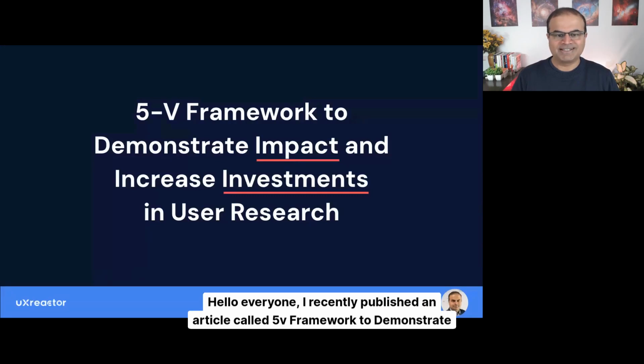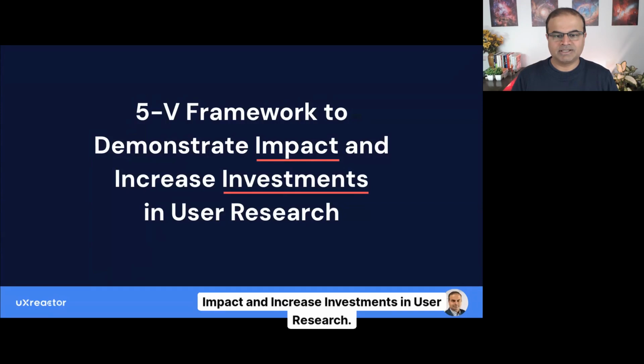Hello everyone. I recently published an article called 5V Framework to Demonstrate Impact and Increase Investments in User Research.